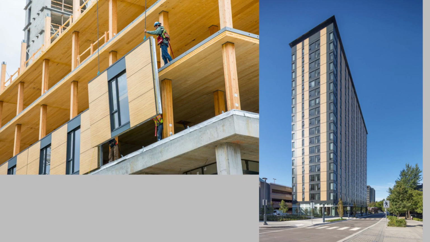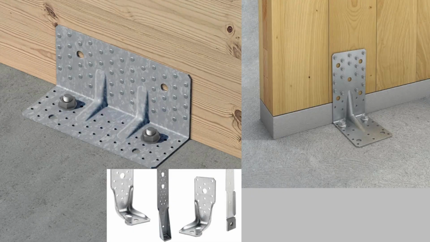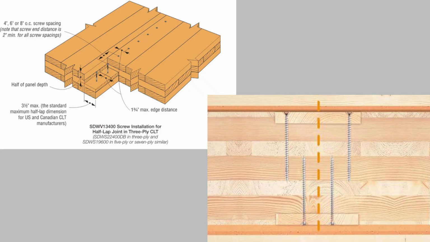CLT panels can be connected using steel angle brackets. Steel angle brackets are used for shear transfer between wall and floor panels. They are often paired with hold-downs for uplift resistance. Half-lap and step joints provide continuity in walls and roofs. These joints reduce stress concentrations and improve diaphragm action.